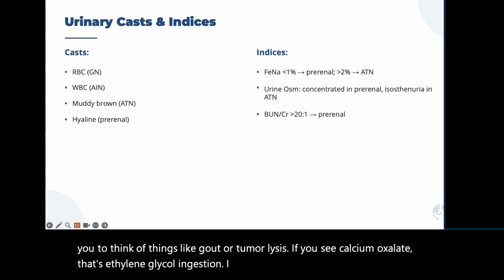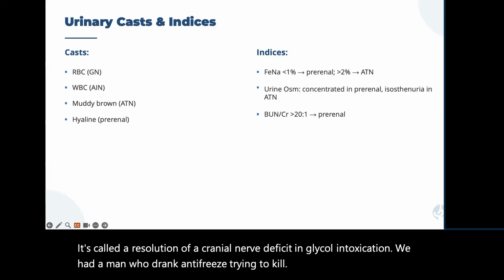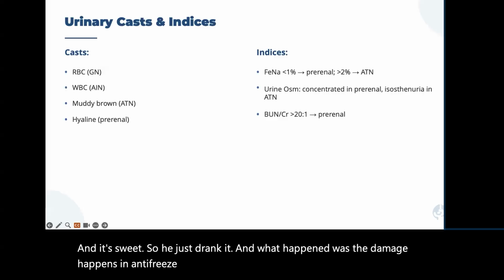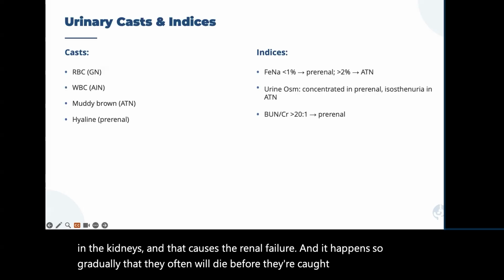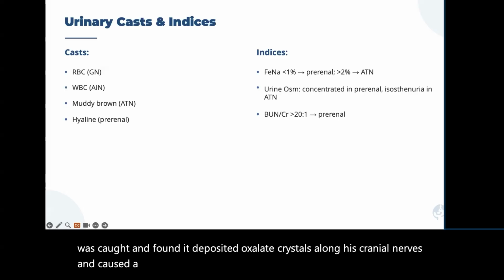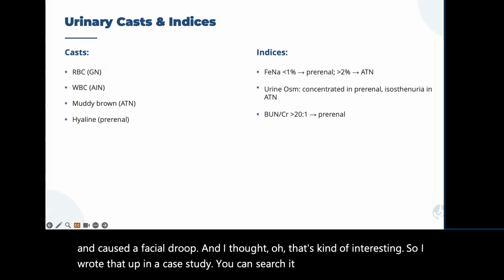I wrote an article about this. You could pull it up. It's called Resolution of a Cranial Nerve Deficit in Glycol Intoxication. We had a man who drank antifreeze trying to kill himself, and it's sweet, so he just drank it. And what happened was the damage happens in antifreeze toxicity because calcium oxalate crystals will deposit in the kidneys, and that causes the renal failure, and it happens so gradually that they often will die before they're caught. Suffice it to say, he was caught and found. It deposited oxalate crystals along his cranial nerves and caused a facial droop. And I thought, oh, that's kind of interesting. So I wrote that up in a case study. You can search it out and have a great day.